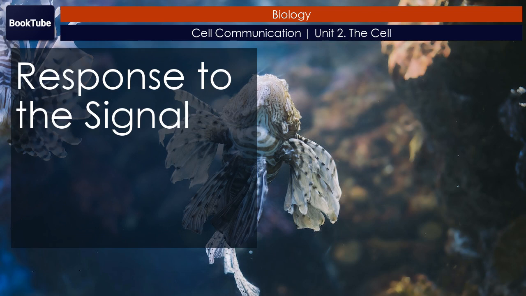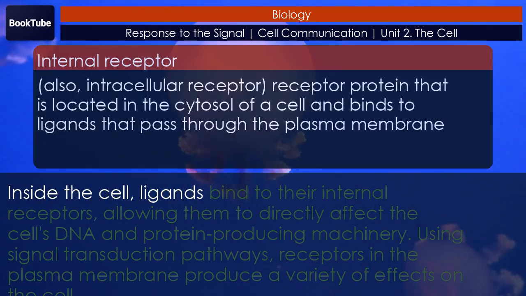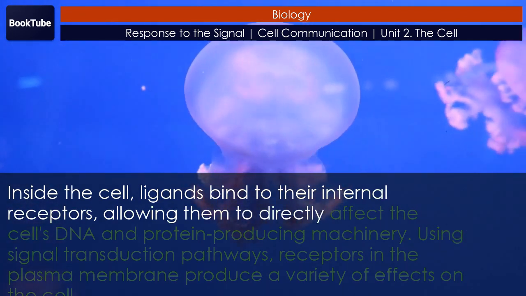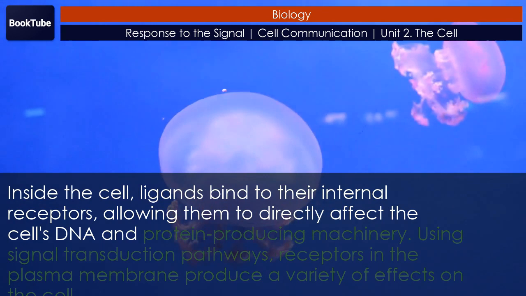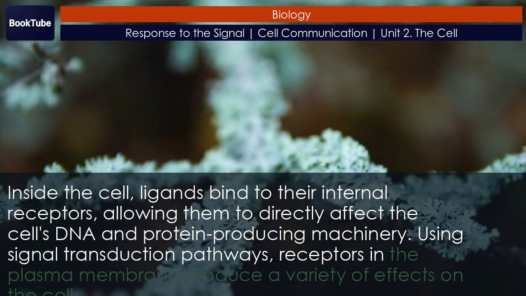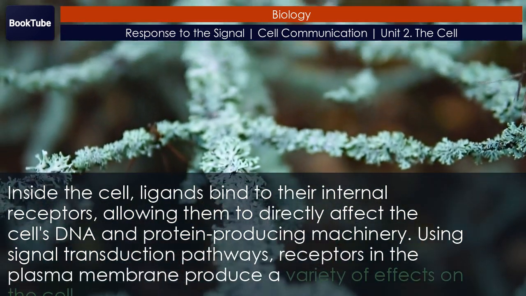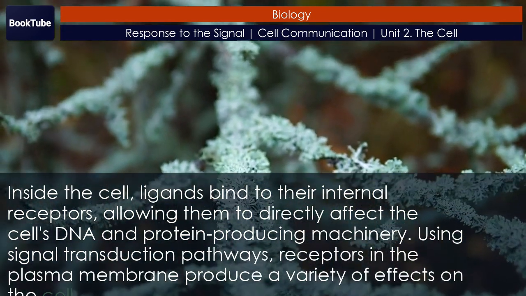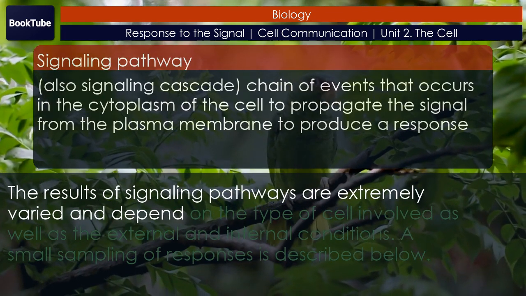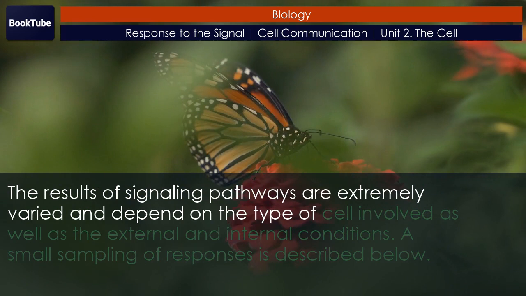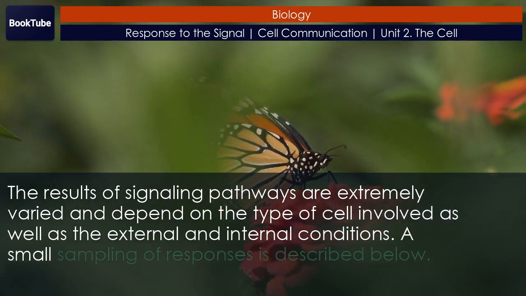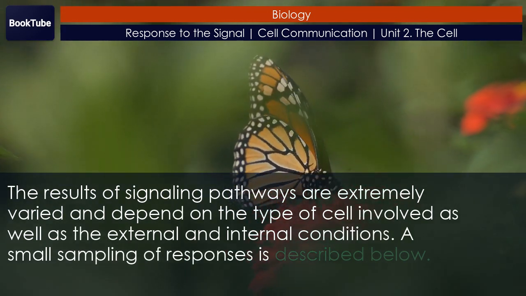Response to the signal. Inside the cell, ligands bind to their internal receptors, allowing them to directly affect the cell's DNA and protein-producing machinery. Using signal transduction pathways, receptors in the plasma membrane produce a variety of effects on the cell. The results of signaling pathways are extremely varied and depend on the type of cell involved as well as the external and internal conditions. A small sampling of responses is described below.